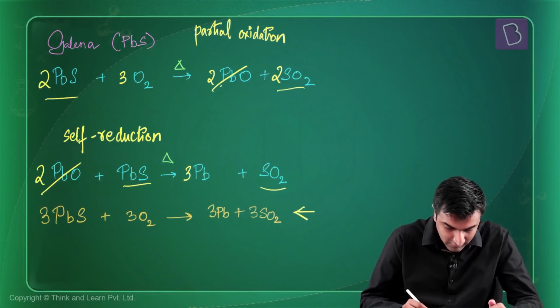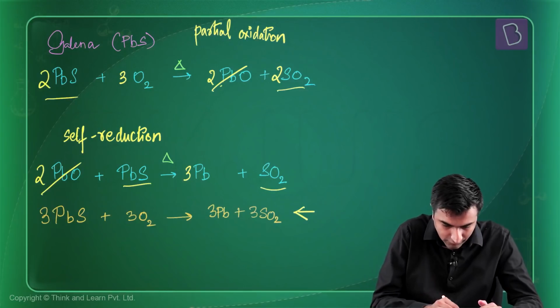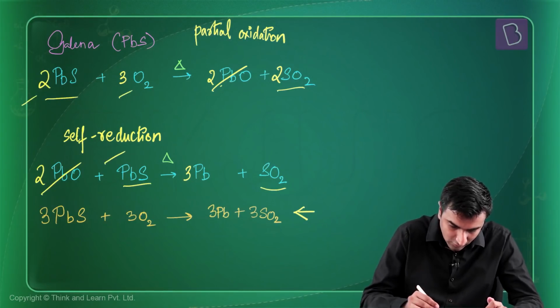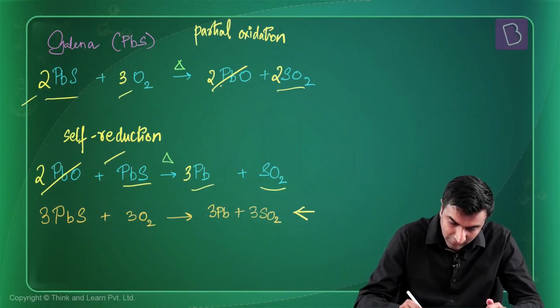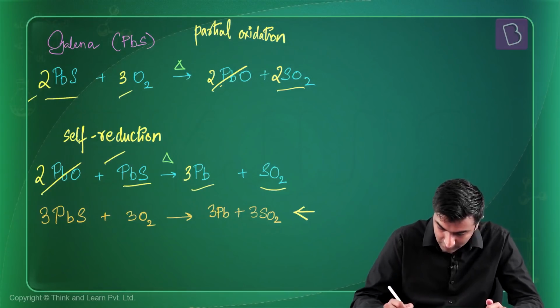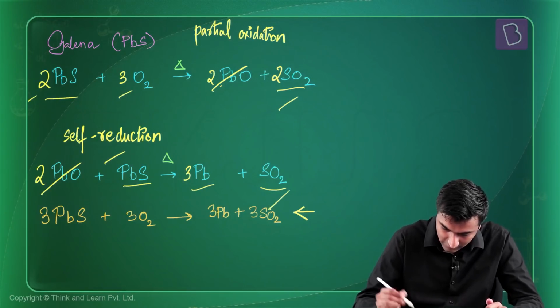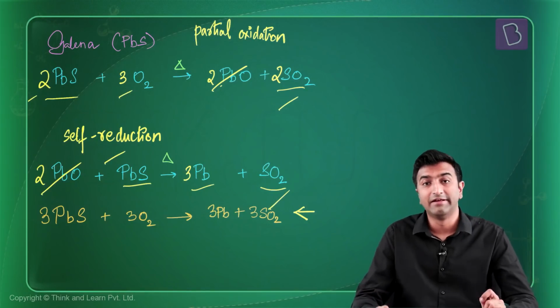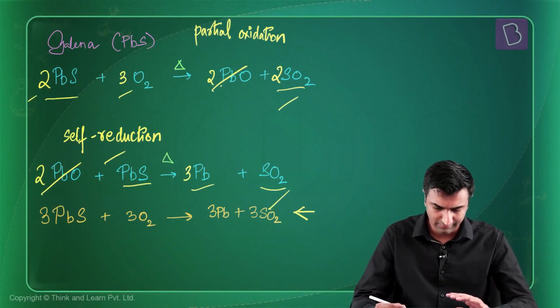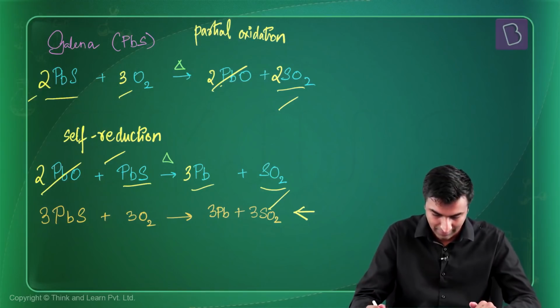3 PbS plus, is that it? 2 from here, 1 from here, plus 3 O2, all 3 from here, give me 3 Pb, which is all from here, 3 SO2, which is this plus this. So this is my balanced reaction for this process. Balanced and also added up both the things that are happening.